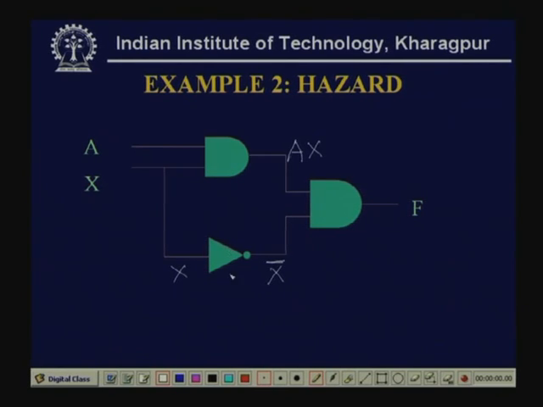So, if the two delays are the same, initially first we think that these two delays are the same, then at the same time this AX and the X complement are available and we will get a correct output F. So, there will be no hazard in the circuit. Now, if this inverter has a delay which is greater than this AND gate, then AX will be available first, but this X complement is delayed. Or the reverse can happen, that the AND gate has more delay than the inverter. Then what will be the timing chart?